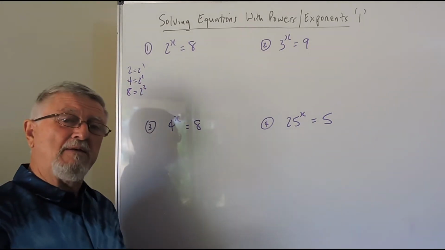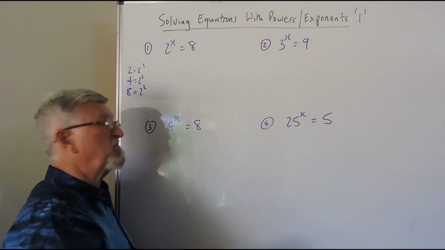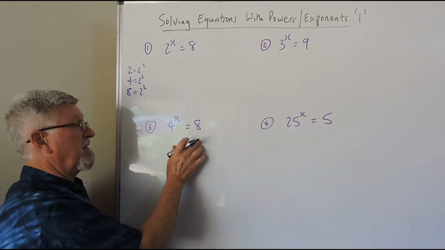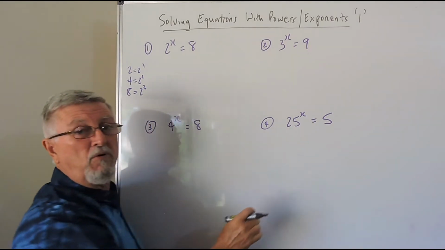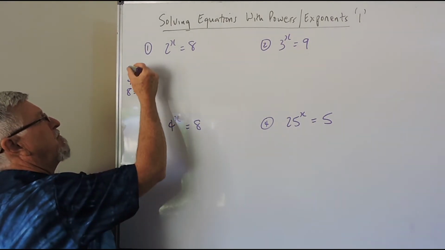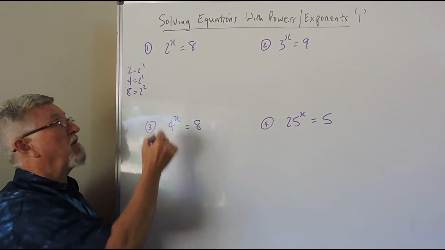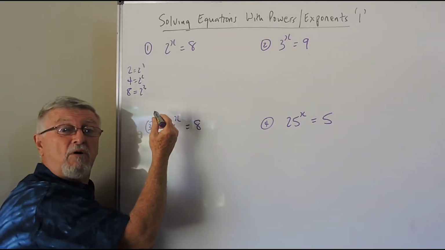Let's have a look at the method, which we'll need when it gets harder. Probably even by the time we get to these two, most people can't think that one through, nor that one, without having a method. So we're talking about the 2s, the 4s and the 8s. These numbers are in the list of what I call the powers of 2.